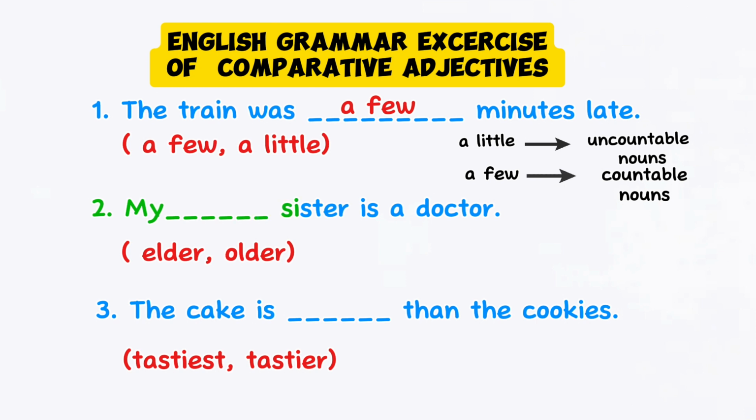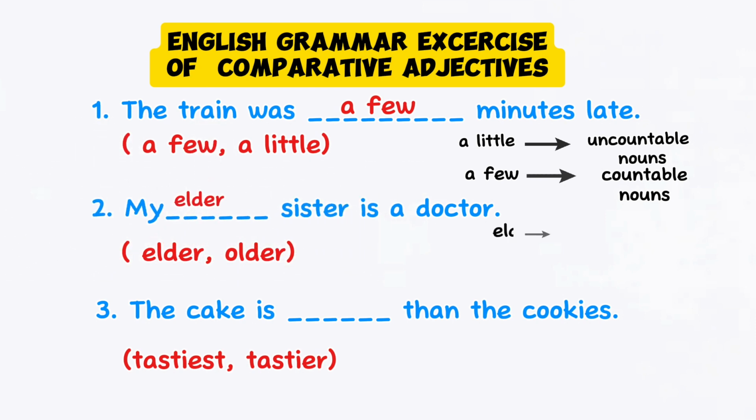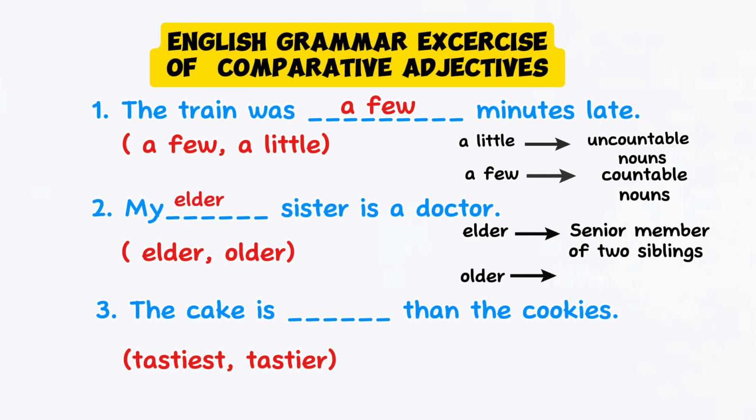My blank sister is a doctor. The options are older, elder. The answer is elder. Elder is used to describe the senior member of two siblings. It implies a family relationship and often suggests seniority in age or authority within the family. Older is more commonly used to describe age difference between people in general, not necessarily within a family context. Since we are referring to a sibling relationship, elder is the appropriate choice.